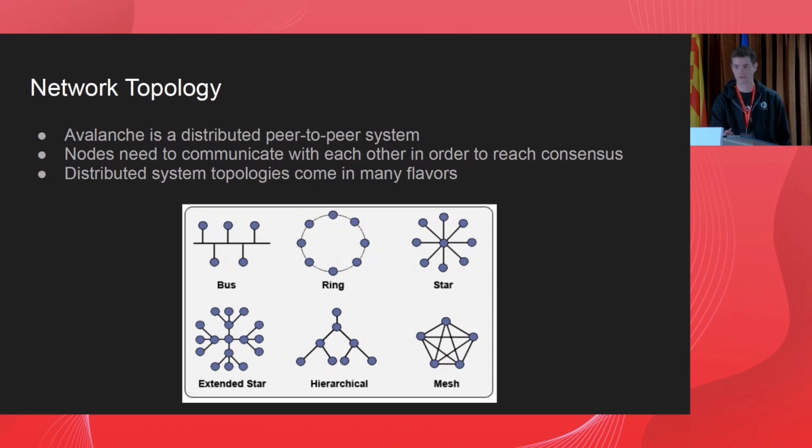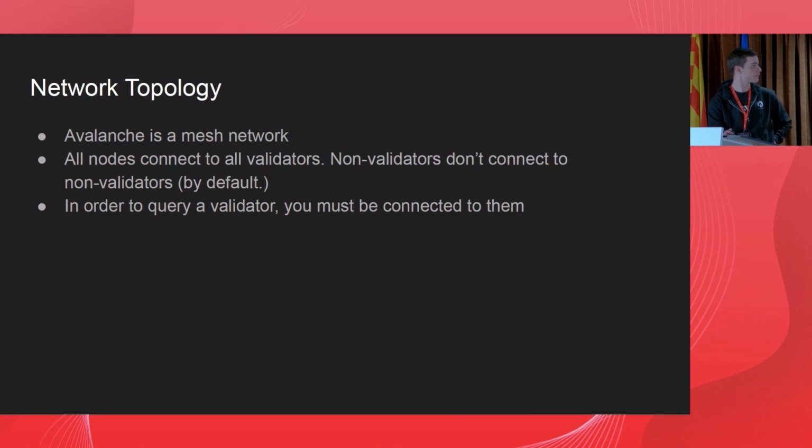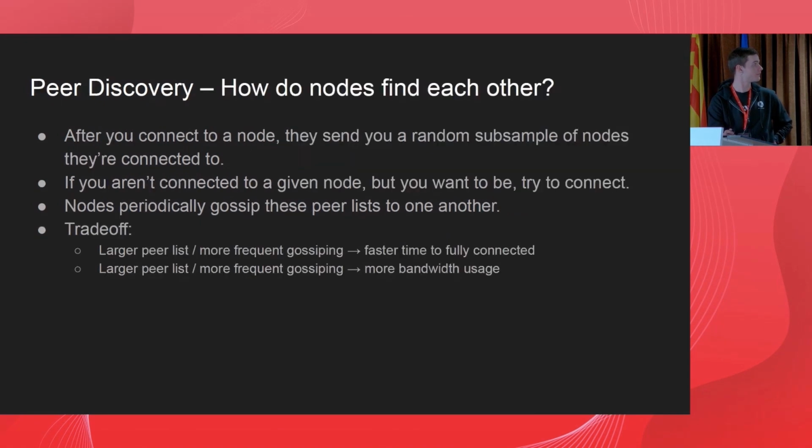Did you say Avalanche is a mesh network? Yes. Connected to all the nodes? Yeah, all the validators are connected to everybody, whether they're a validator or a non-validator, and non-validators do not connect to non-validators. Okay, this is all the stuff I just said.